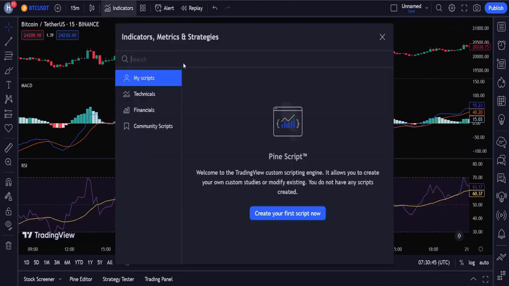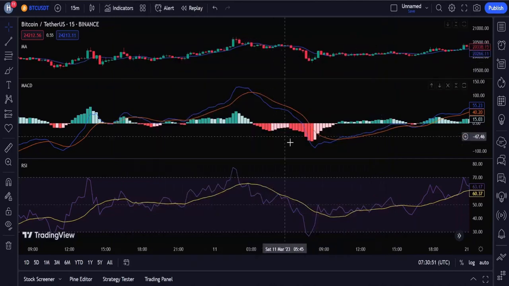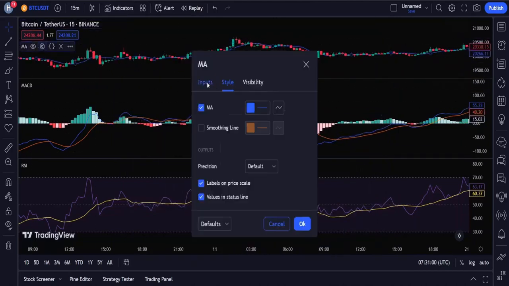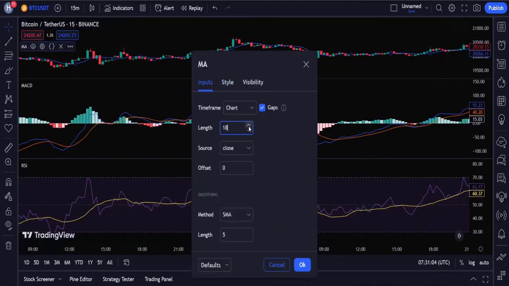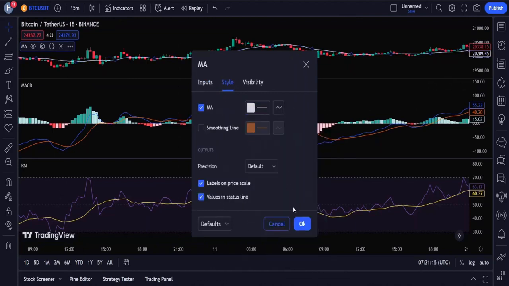Lastly, we will access the Indicators section one more time and search for a moving average. Add this indicator to the chart also. ChatGPT mentioned that we should use a moving average with the length set at 20. So let's access the indicator settings and change the parameters. I'll also change the style of the moving average a bit according to my liking. You can do whatever you like.